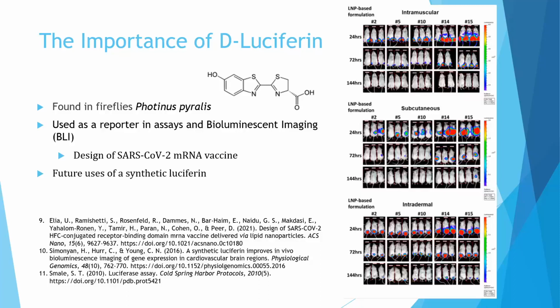Now, D-luciferin does have its drawbacks in terms of bioluminescent imaging. D-luciferin can poorly cross the blood-brain barrier, so it does not accurately represent the expression of luciferase within neural cells. So to get around this, there is a synthetic luciferin that is currently starting to become introduced, in particular with these bioluminescent imaging studies. And it can cross the blood-brain barrier better than D-luciferin, so it can more accurately present the amount of luciferase present in brain cells. So there are some limitations to luciferin.